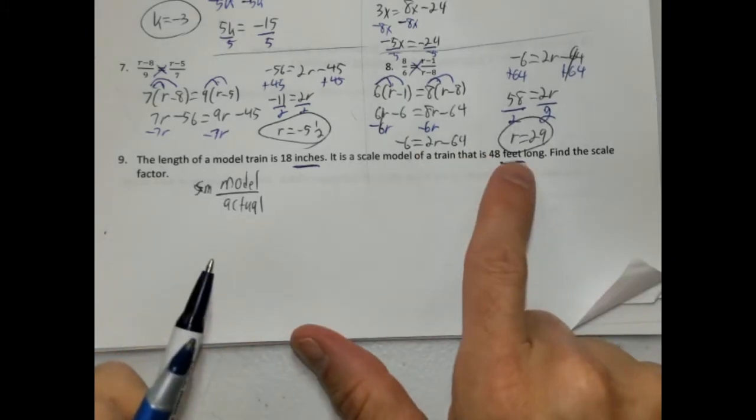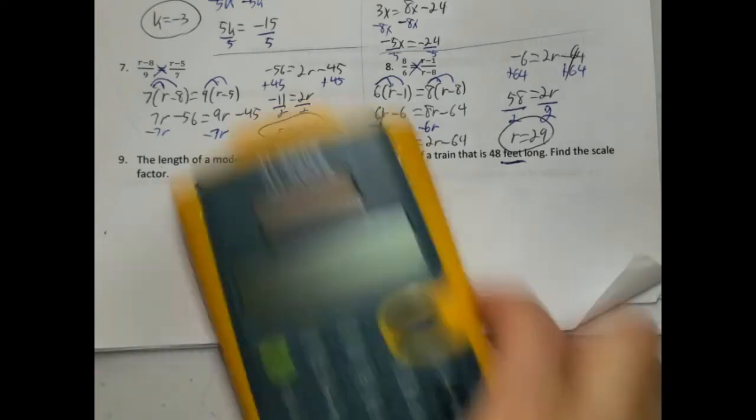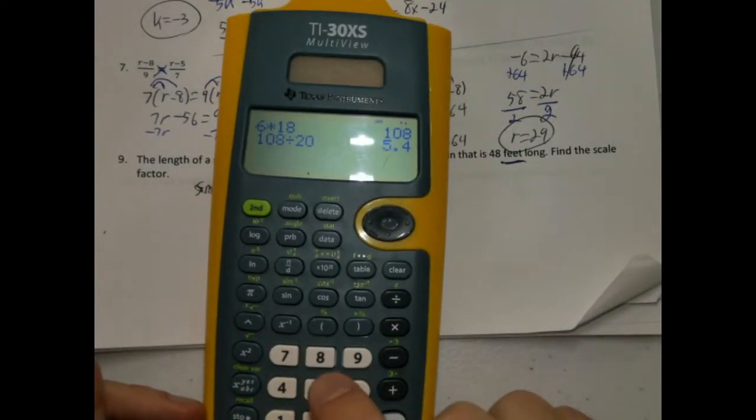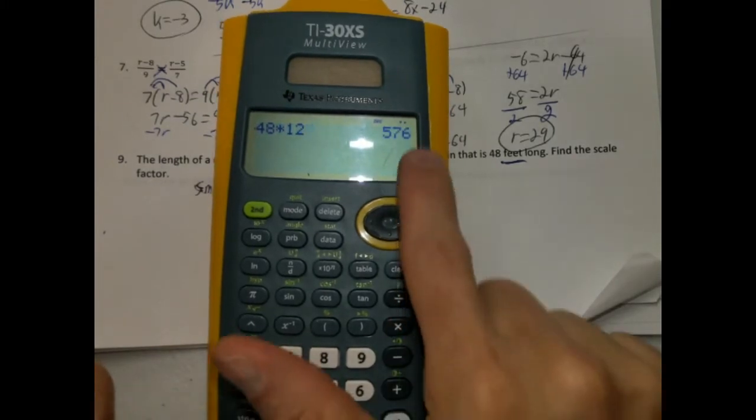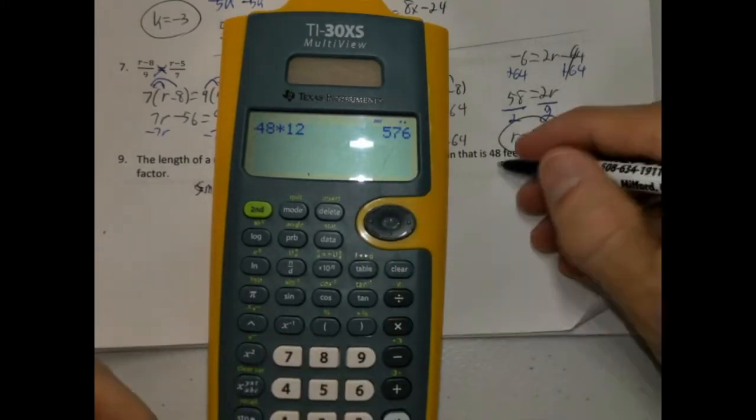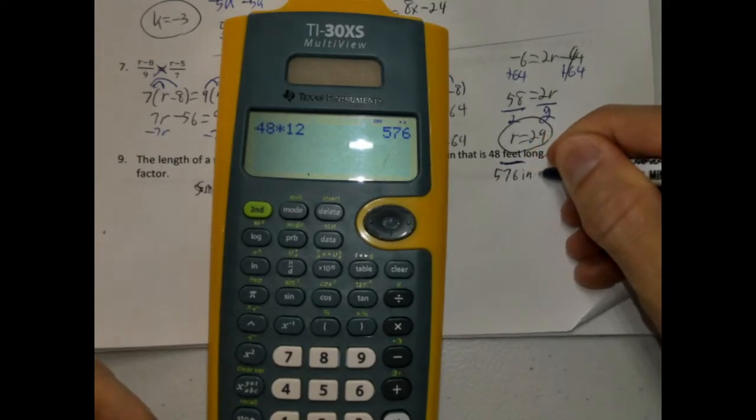So we're going to convert this to inches. We're going to keep it all in inches. So how many inches in a foot? 12. So we're going to go 48 times 12, which is 576. So we're going to change this to 576 inches.